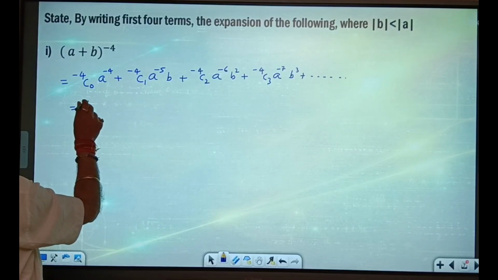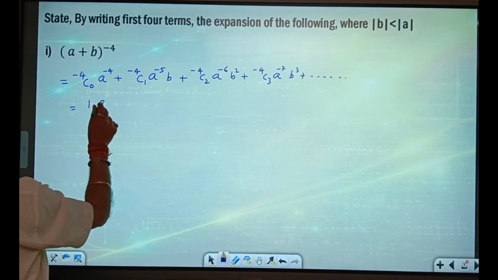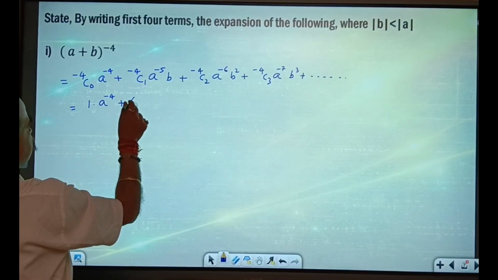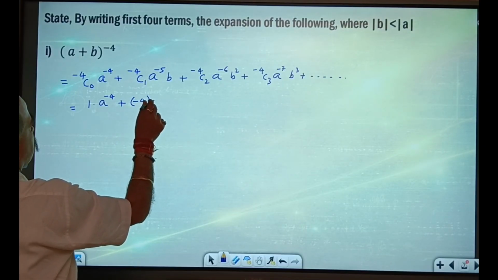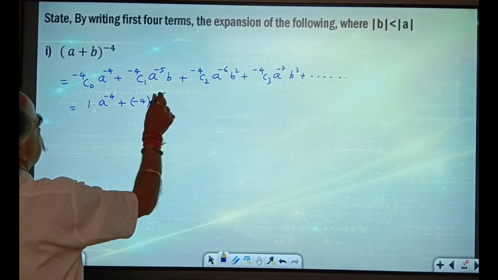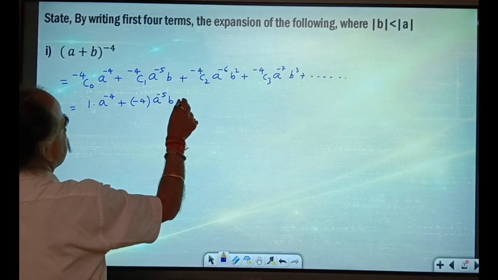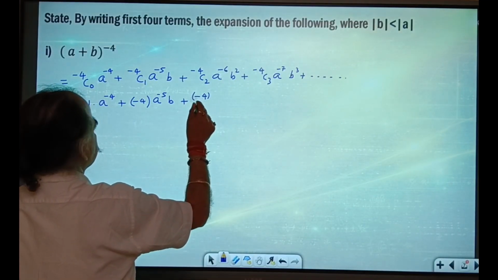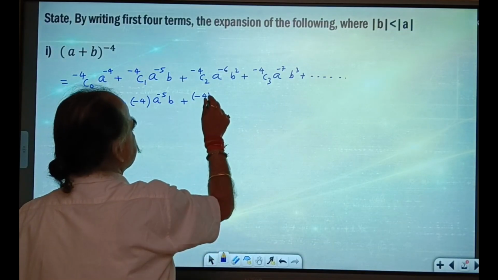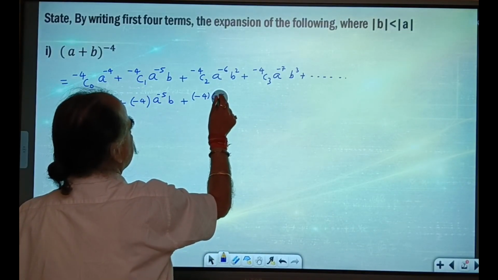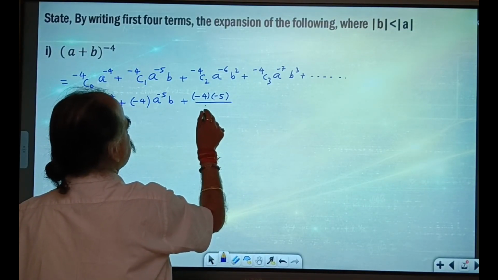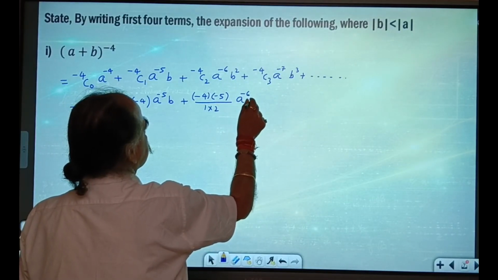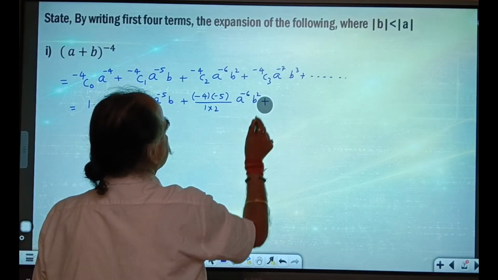Any number C0 is what? 1, into a raised to minus 4. Any number C1 is what? Same number, a raised to minus 5, b. Any number C2 is what? Multiply that number from back side for 2 times: minus 4 into minus 5 upon 1 into 2, a raised to minus 6, b square.